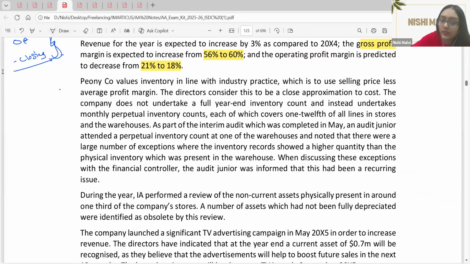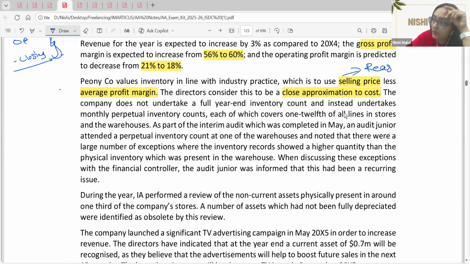Now, Peony Company values inventory in line with the industry practice, which is to use selling price less average profit margin. Directors consider this to be a close approximation to cost. The company does not undertake a full year inventory count. Okay. पहले इधर देखो. They're taking check for the reasonable basis. Ask, inquire with the management for the basis of this. Okay. Take the written representation because they are telling about this is a close approximation to cost. For documentation, check the supporting documentation from the market value, from the market supporting documentation, or also they are talking about close approximation to cost.